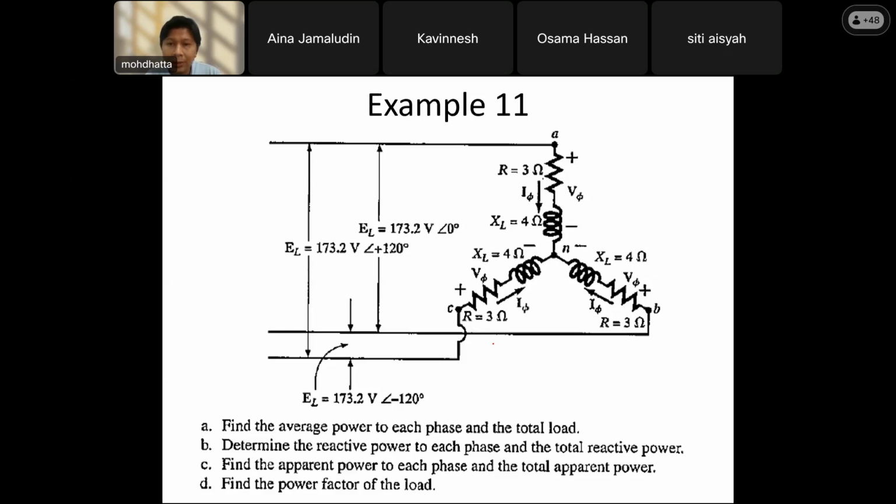Just a quick question to you. In terms of power, in terms of reactive power that we try to calculate later on, is it a positive value or a negative value of reactive power? Can anyone guess? Anyone? Positive. Yeah. Thank you so much for your response.